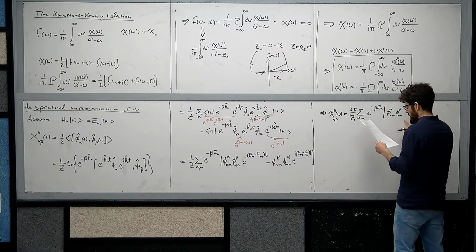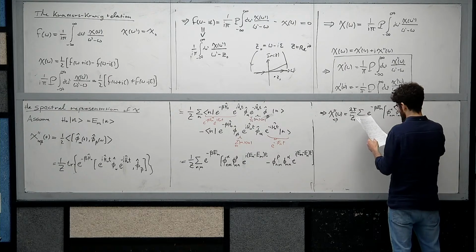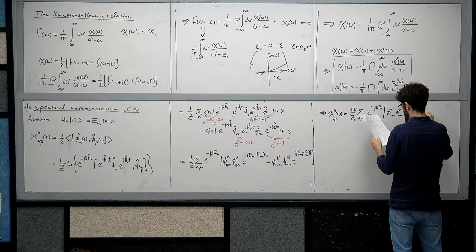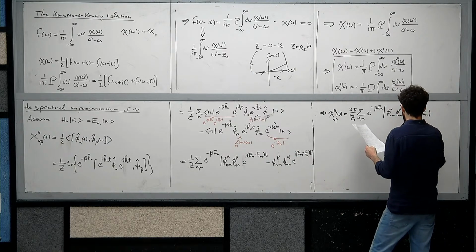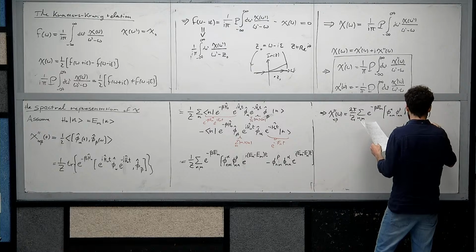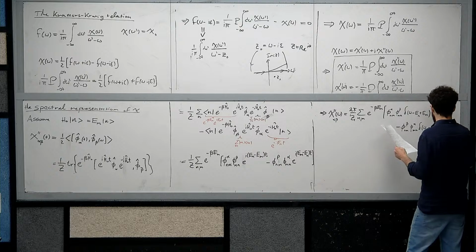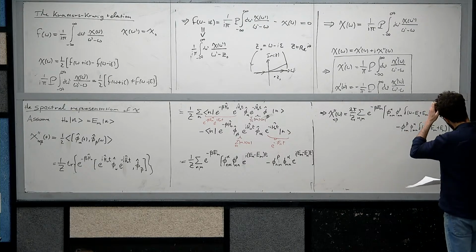I don't see actually what's the big deal here, but delta omega minus En plus En minus phi beta and m phi alpha and m delta of omega minus Em plus En. Okay.